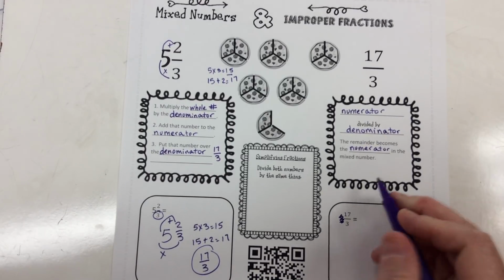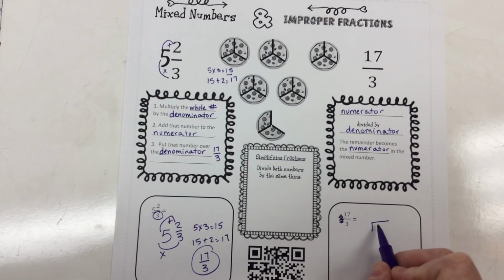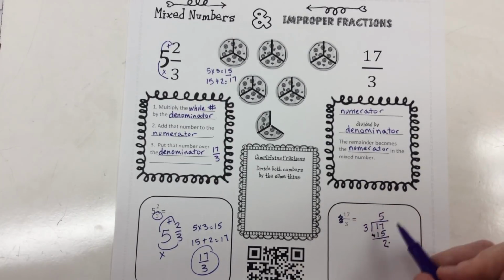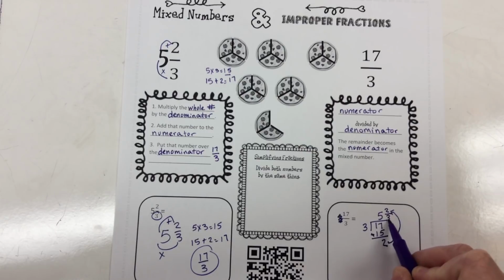So I take numerator divided by denominator. My numerator is 17. It doesn't matter which one's bigger. It's the top one here, divided by 3. So 3 times 5 is 15. And then I'm going to subtract them and get a 2. That remainder of 2 becomes the numerator in my mixed number. My denominator stays the same.